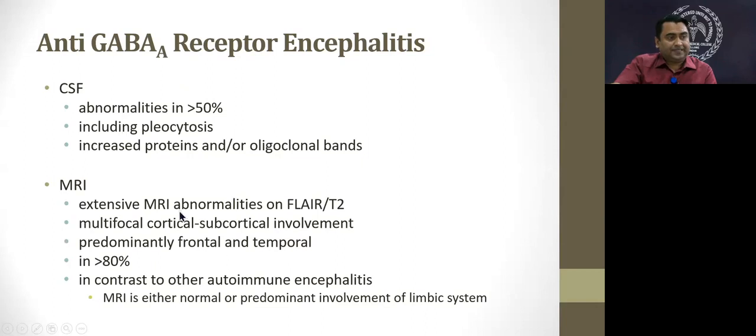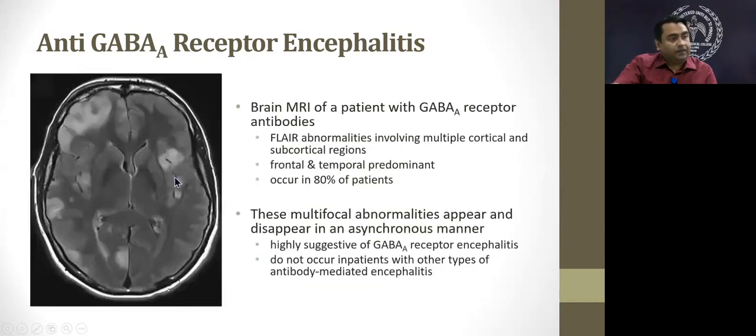The MRI shows extensive abnormalities on the FLAIR. Like in this image, you can see both cortical and subcortical involvement, predominantly in the frontal and temporal areas. This is a typical feature, among all the other encephalitides we just discussed, of GABA-A receptor encephalitis. These multifocal abnormalities may appear and disappear at various times through the illness, and it is not a specific lesion that stays throughout the illness.